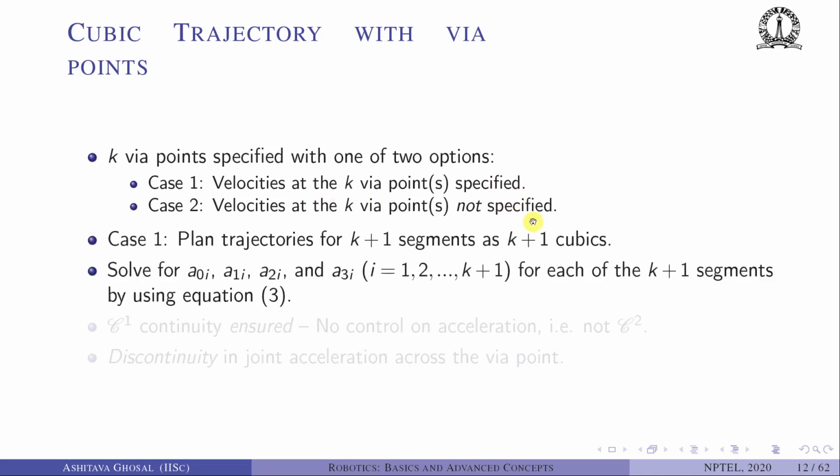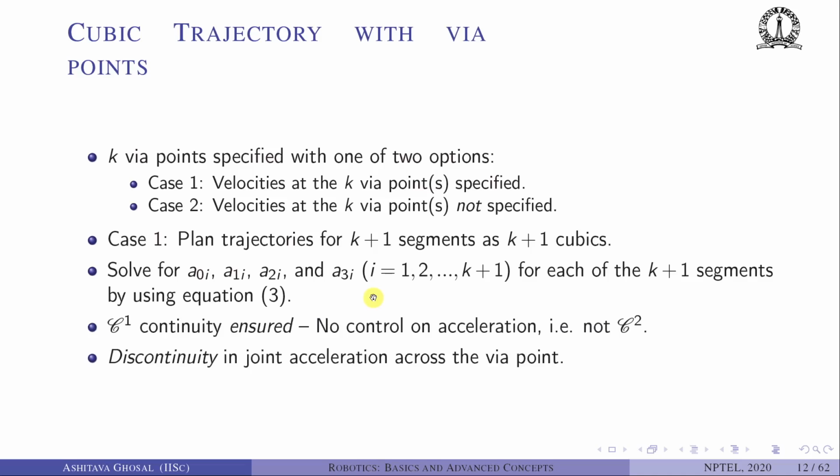In case 1, when the velocities are specified, we have k plus 1 segments and we plan k plus 1 cubics. Between the initial point and the first via point, we plan a cubic. Between the first via point and the second via point, we plan another cubic, and so on. So for 2 end points and k via points, we will have k plus 1 segments, so we just plan k plus 1 cubics. For each one of those, we solve for a0i, a1i, a2i and a3i, all by using the same cubic equation.